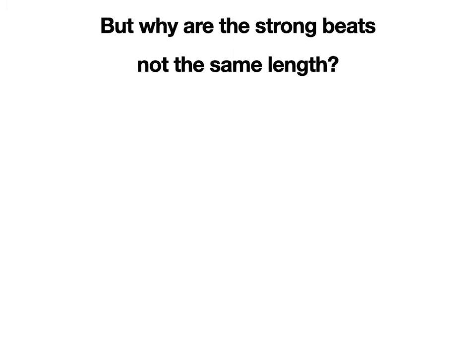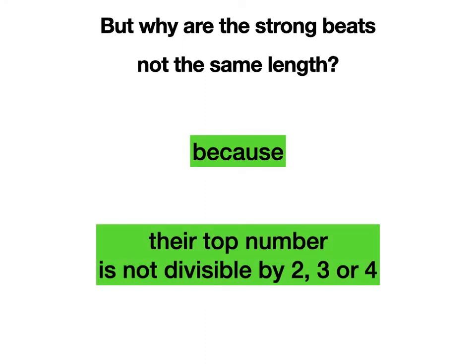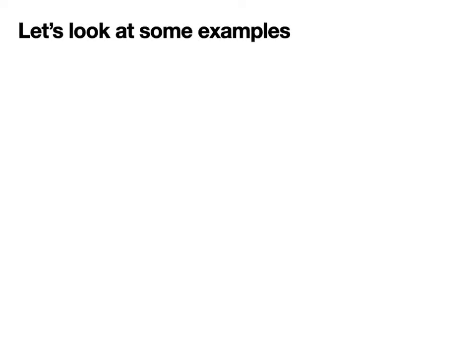But why are the strong beats not the same length? This is because the top number of the time signature is not divisible by 2, 3, or 4. Let's take a look at some examples.